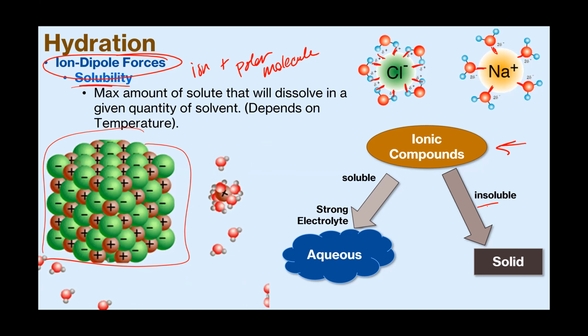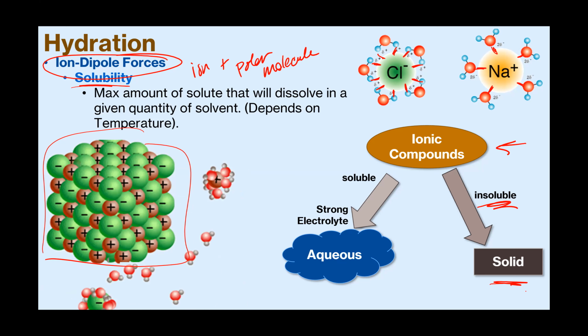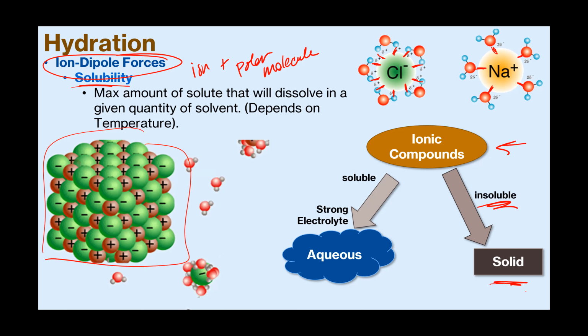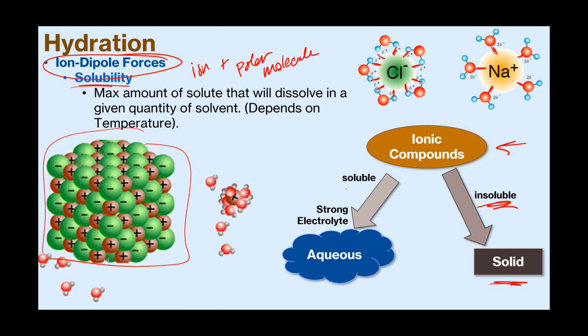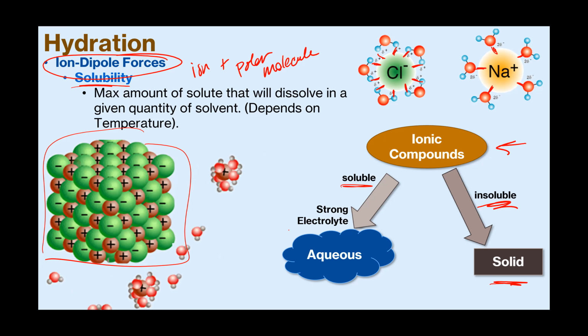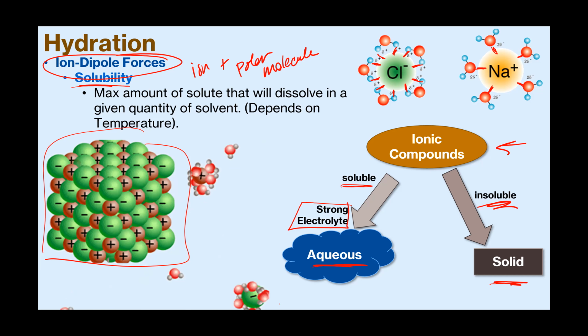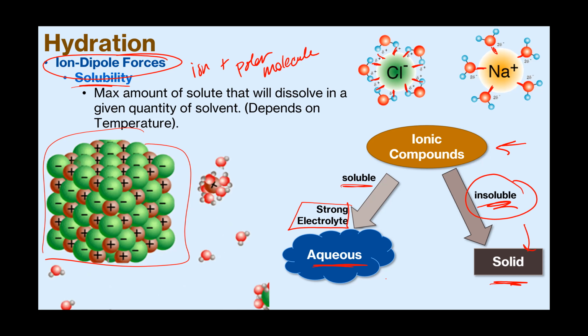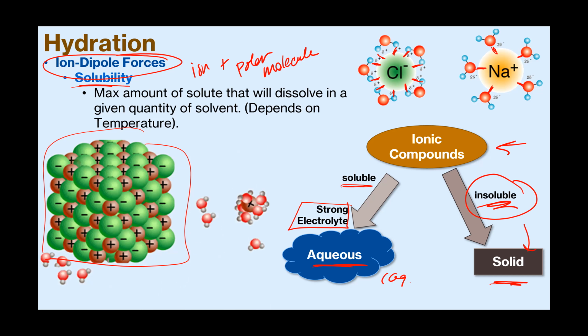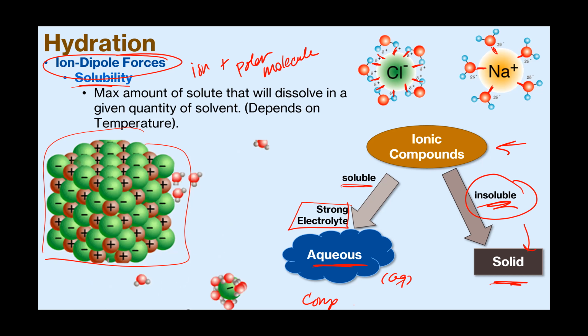If they're insoluble, then they're going to exist as a solid. They're not going to do anything. They're just going to sit there and do their thing. If they're soluble, then they behave as a strong electrolyte. They go into the aqueous phase and they completely dissociate. So we really only have two options for ionic compounds: insoluble, where they're sitting on the bottom as a solid, and aqueous, where they are completely dissociated.